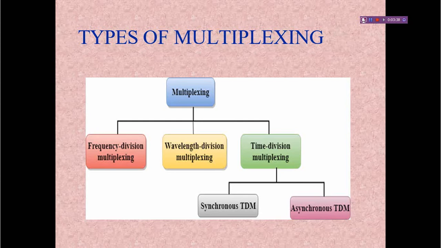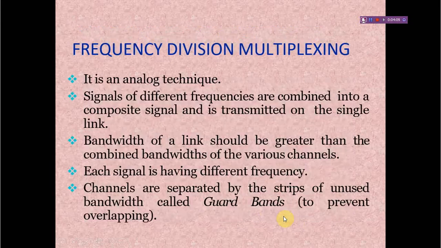Next is types of multiplexing. Multiplexing is divided into 3 types. The first one is frequency division multiplexing, then wavelength division multiplexing, then time division multiplexing. Again, time division multiplexing is divided into 2 types: synchronous time division multiplexing, that is synchronous TDM, and asynchronous time division multiplexing, that is asynchronous TDM. So let us discuss it one by one.